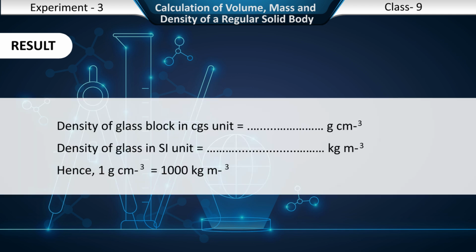Result. Density of glass block in CGS unit is equal to ___ gram centimeter⁻³. Density of glass in SI unit is equal to ___ kg meter⁻³. Hence, 1 g centimeter⁻³ is equal to 1000 kilograms meter⁻³.